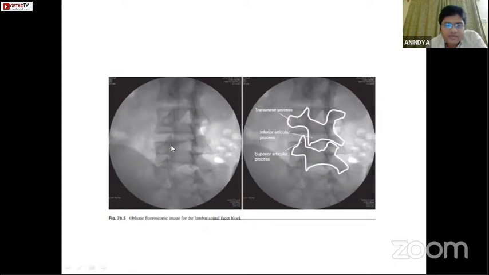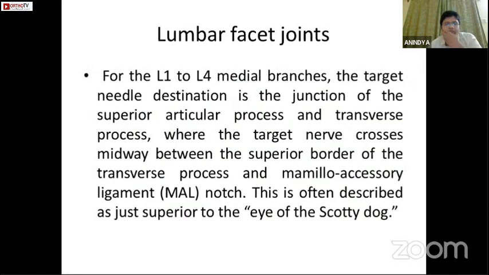So it is just above the eye of the Scotty dog. This region will be your target. So you have to get a very good view of this region and target your needle accordingly. So for L1 to L4 medial branches, the target needle destination is the junction of the superior articular process and the transverse process, where the target nerve crosses midway between the superior border of the transverse process and the mamillo-accessory ligament notch.